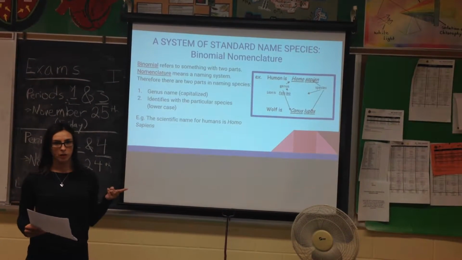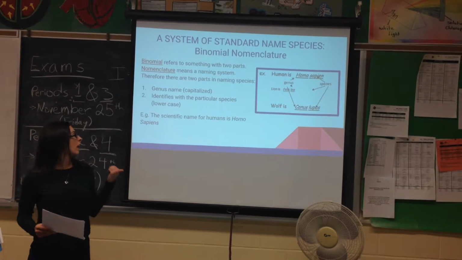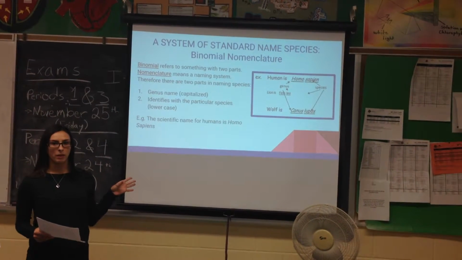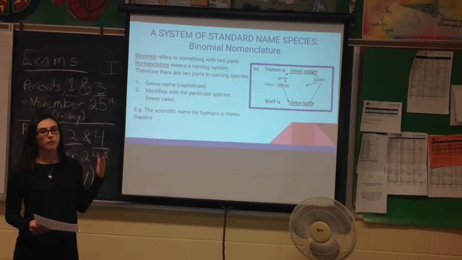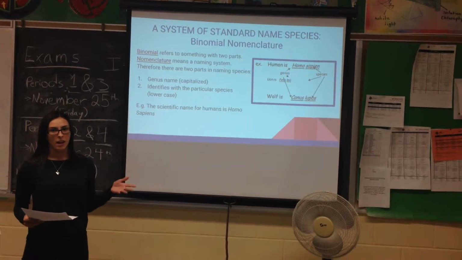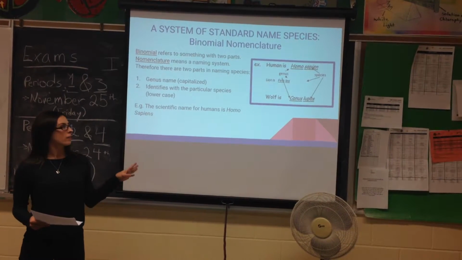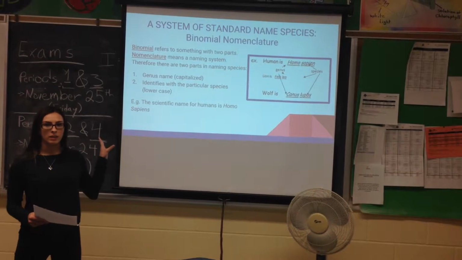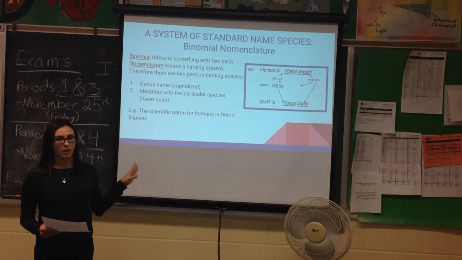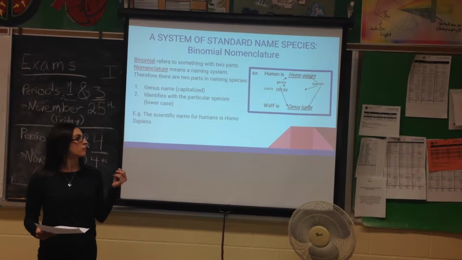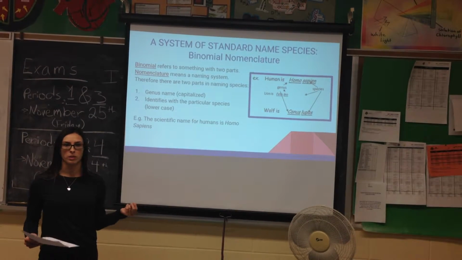There are two different parts to it. Part one is the genus, which has to be capitalized. The second part identifies the particular species, and this is not capitalized. The entire name needs to be italicized as well, and when written, it needs to be underlined. It's very specific because scientists do use it that way.